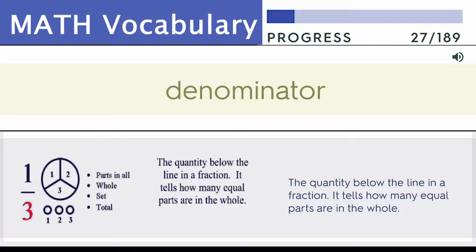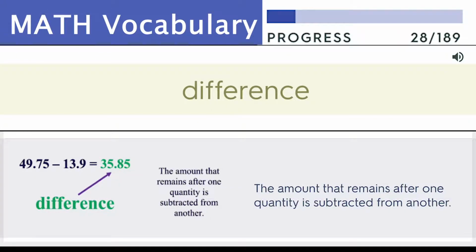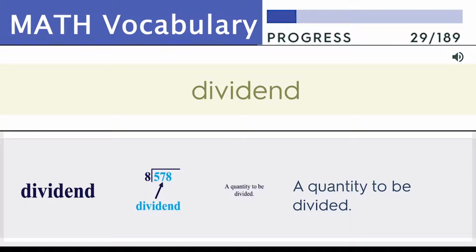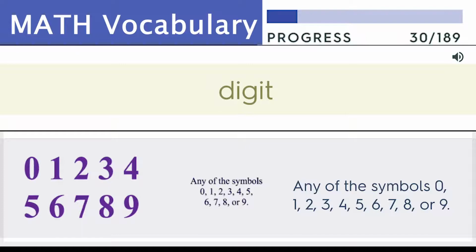Denominator. The quantity below the line in a fraction. It tells how many equal parts are in the whole. Difference. The amount that remains after one quantity is subtracted from another. Dividend. A quantity to be divided. Digit. Any of the symbols 0, 1, 2, 3, 4, 5, 6, 7, 8, or 9.